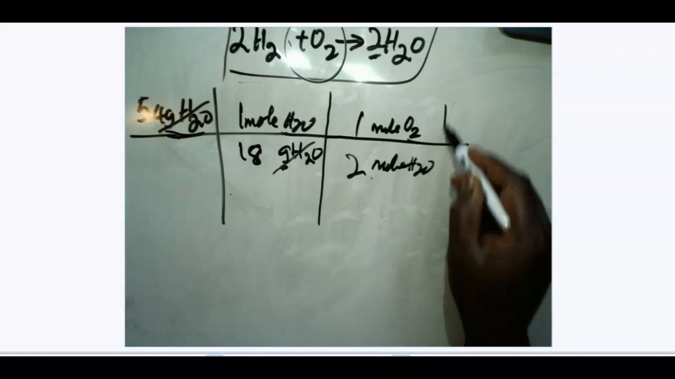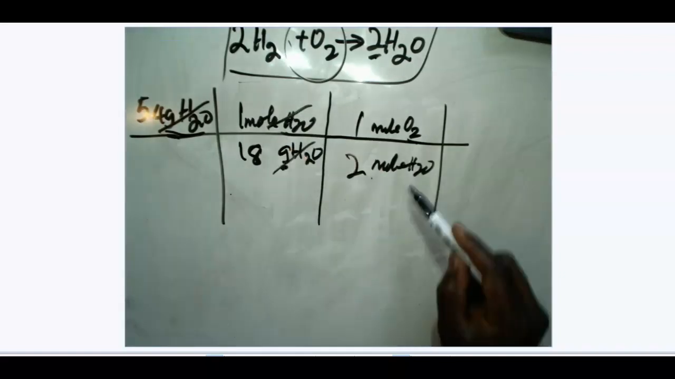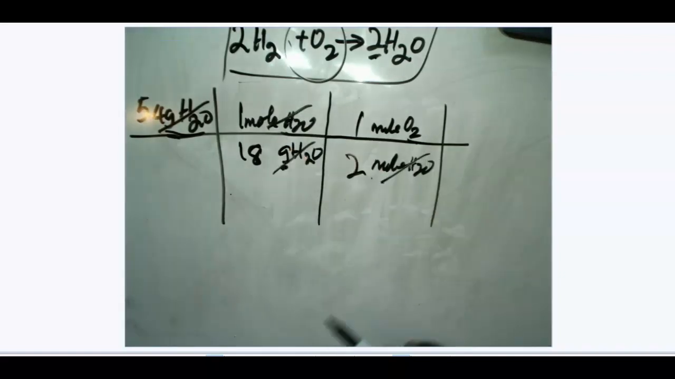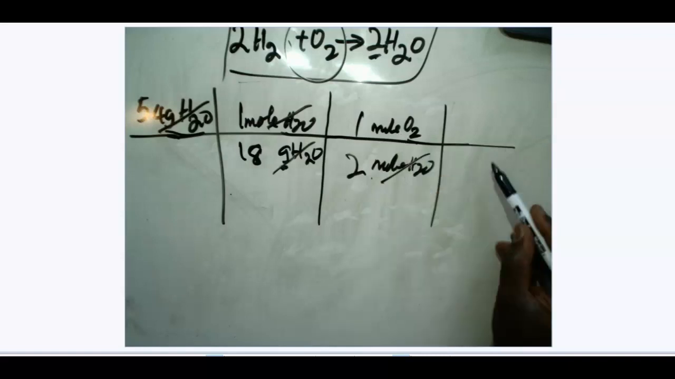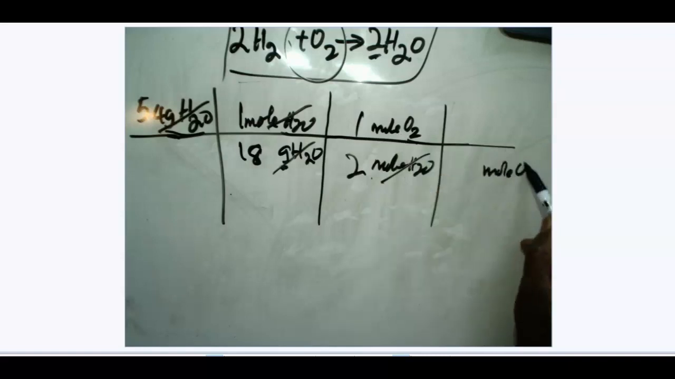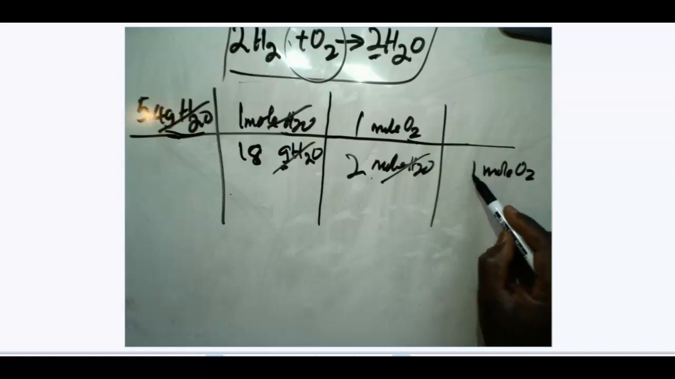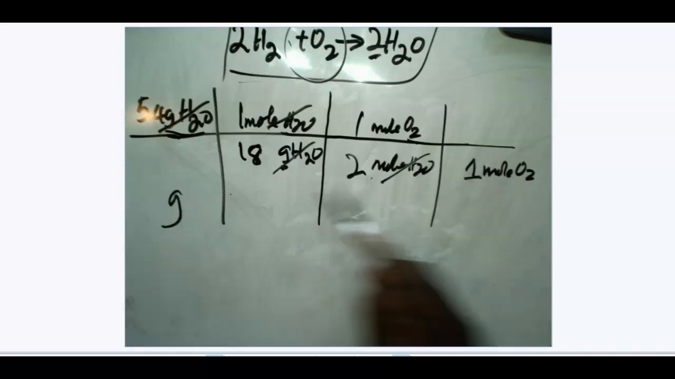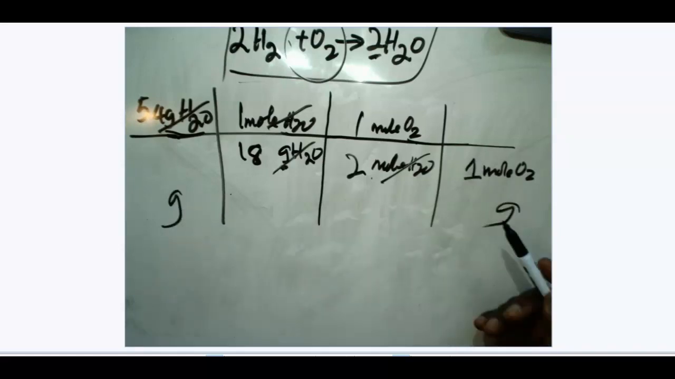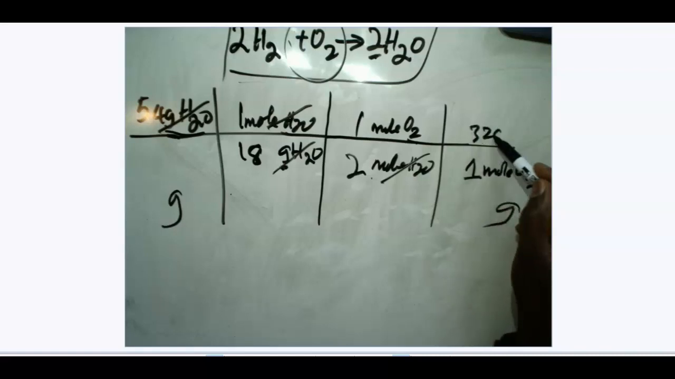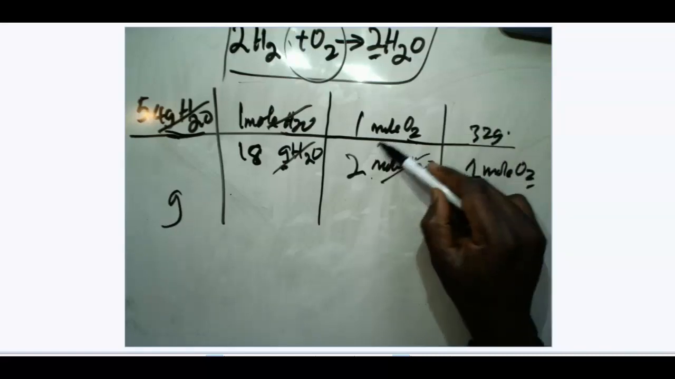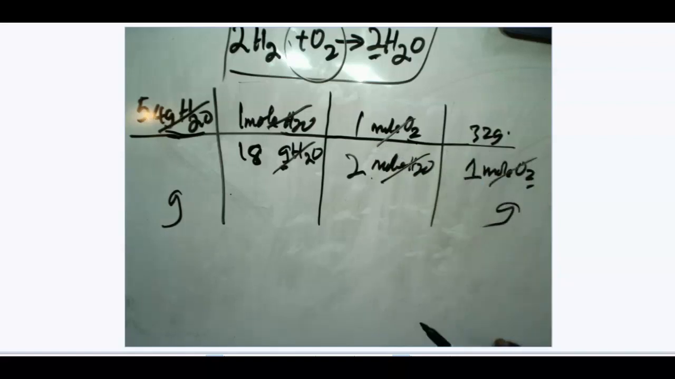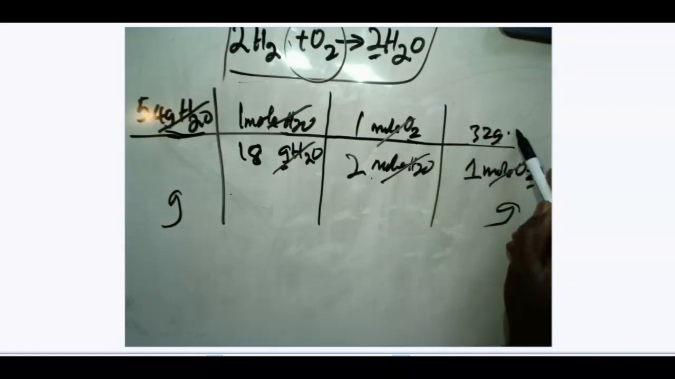So mole of water will cancel mole of water. You have mole of oxygen right here, so you must have mole of oxygen right here as well. But this time around, you're looking for mass, because this is grams to grams. What is the mass of oxygen? Oxygen is 16, and because it's diatomic, that will be 32 grams. So that mole of oxygen will cancel mole of oxygen, and the only thing you have left is grams of oxygen.